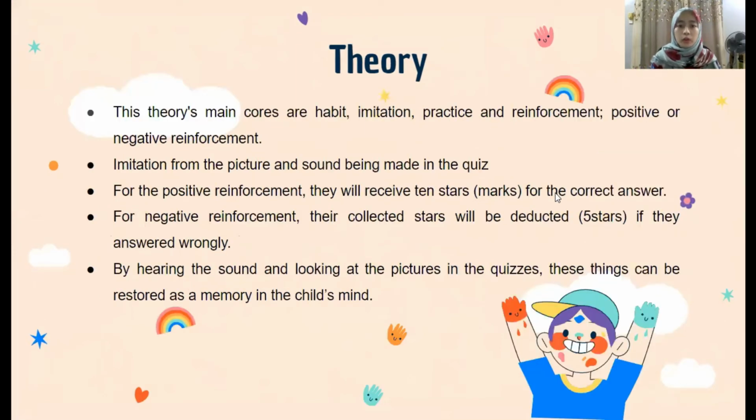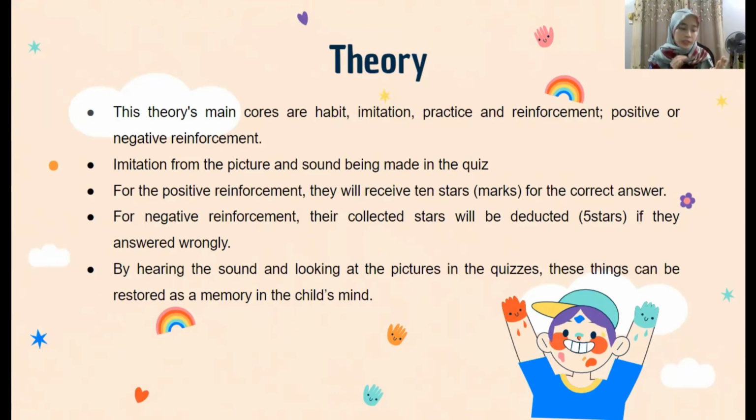This theory emphasizes habit, imitation, practice, and reinforcement, whether it is positive or negative reinforcement. The imitation comes from the pictures and sounds being made in the quiz. For example, a quiz is asking about a cat. So a picture of a cat and a sound of a cat will be shown and heard in the quiz. So the kids know, oh, this is how a cat looks like. This is how a cat sounds like. So for the positive reinforcement, they will receive 10 stars for the correct answer.